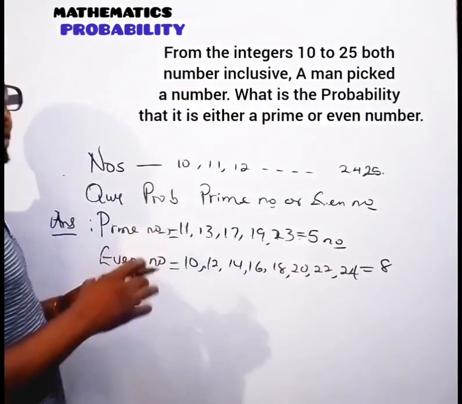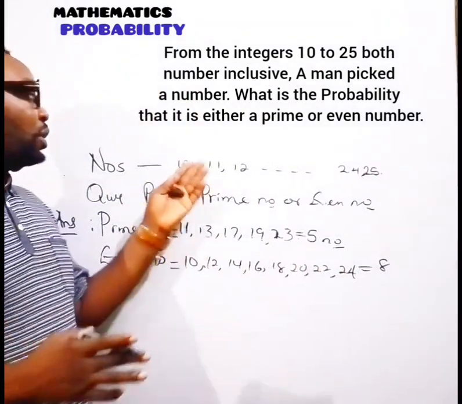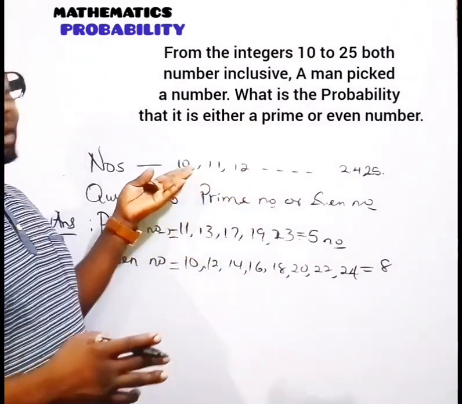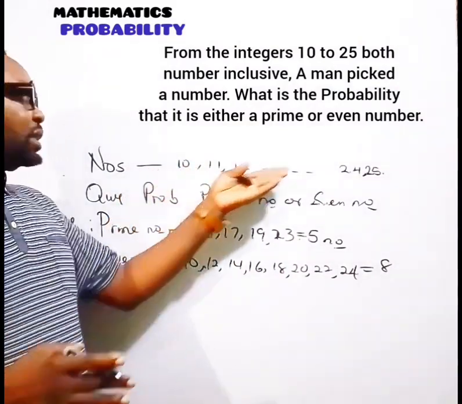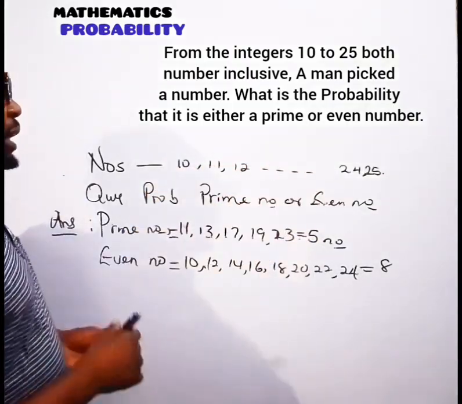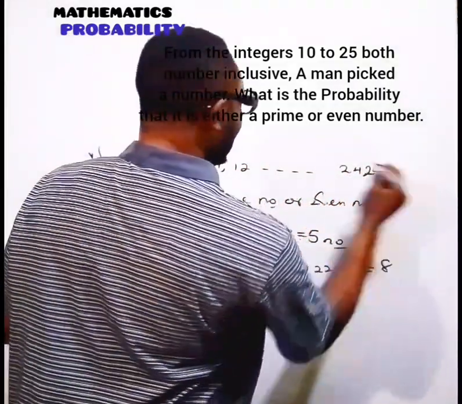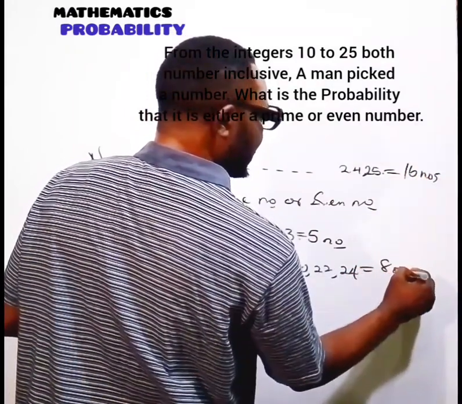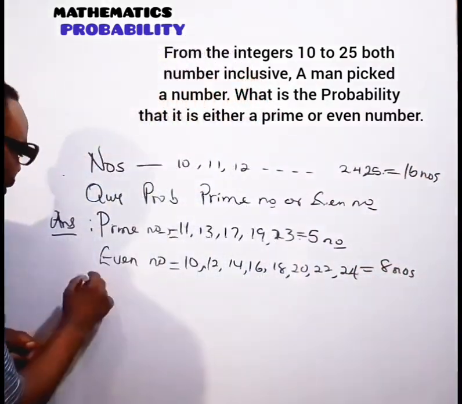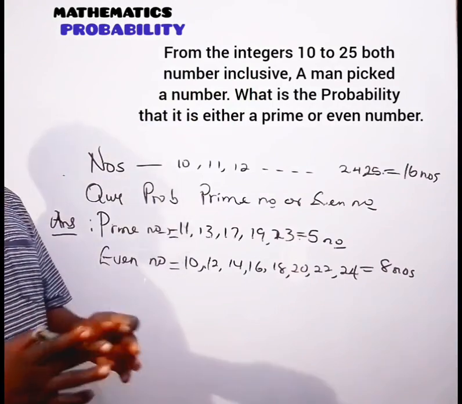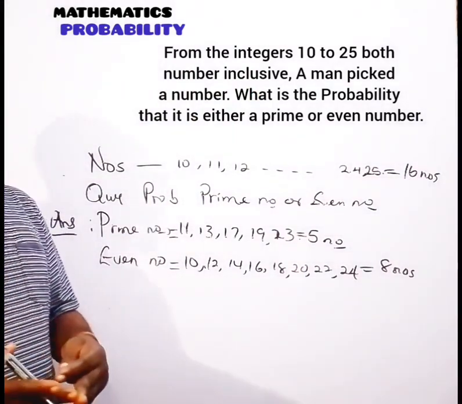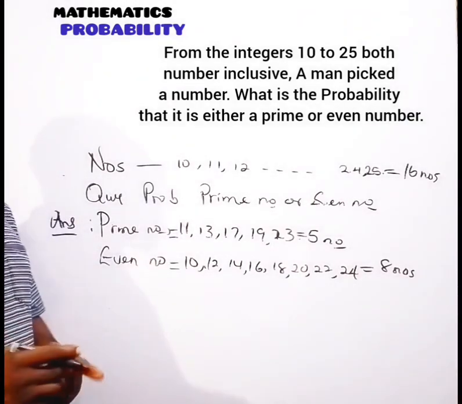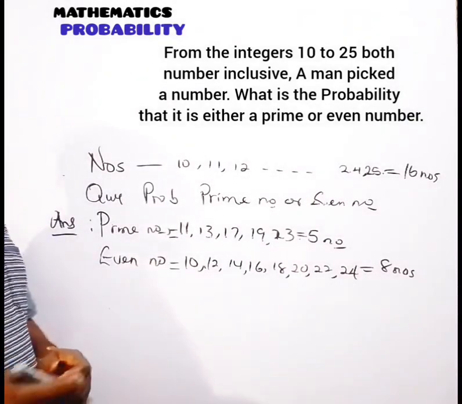Now, we also need to know the total number from the figure given to us. We are given the integers, I think these are positive integers from 10 to 25, and the total numbers that we have between those numbers are 16 numbers. Now, we need to find the probability of a prime number, then we also need to find the probability of getting an even number before we go into the conclusion of solving the question properly.